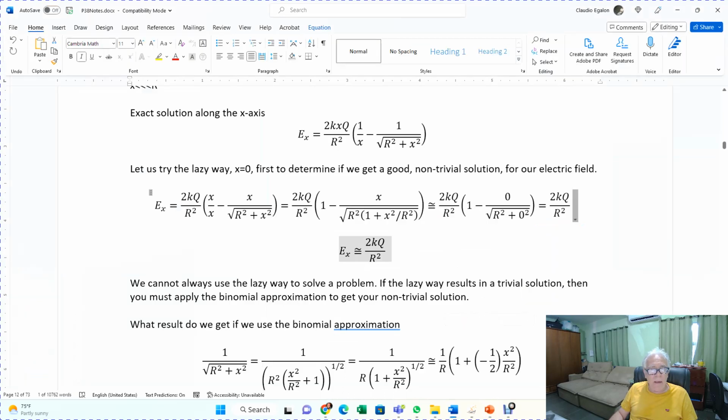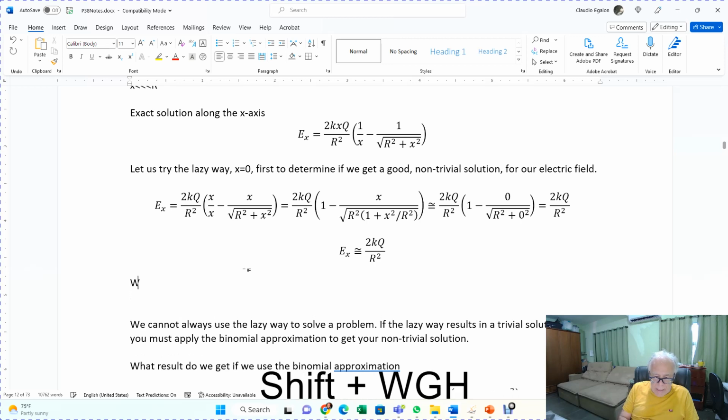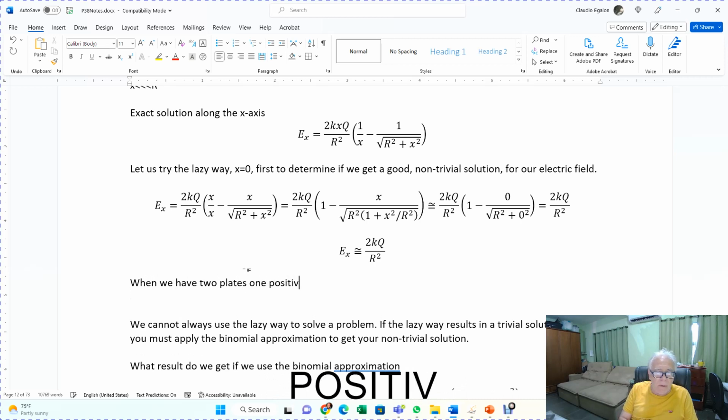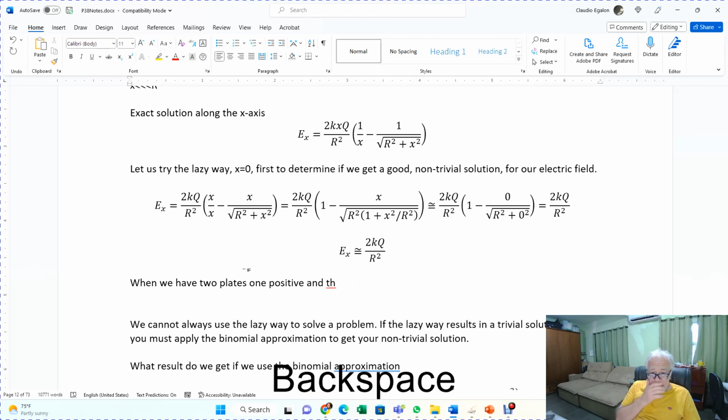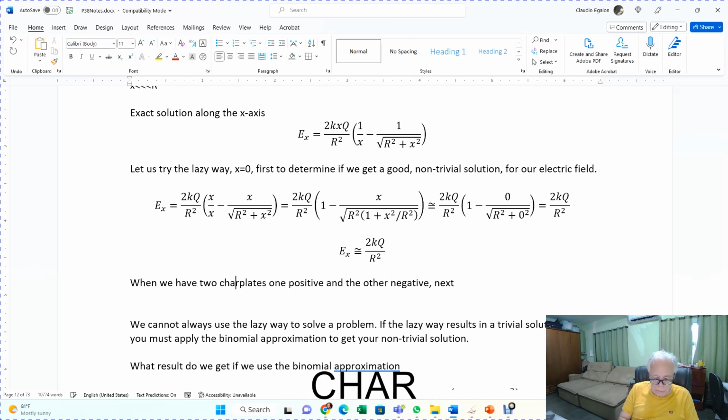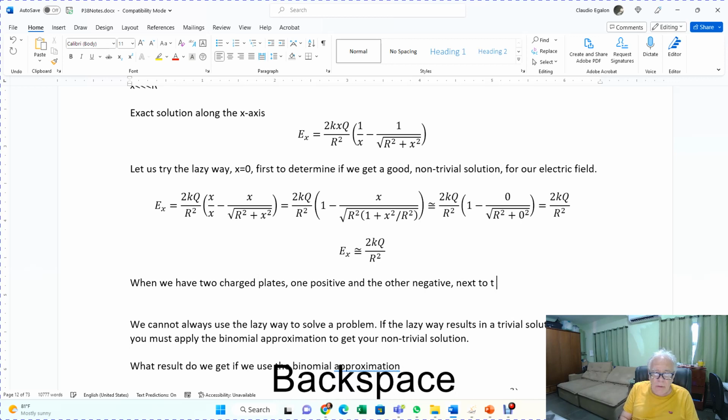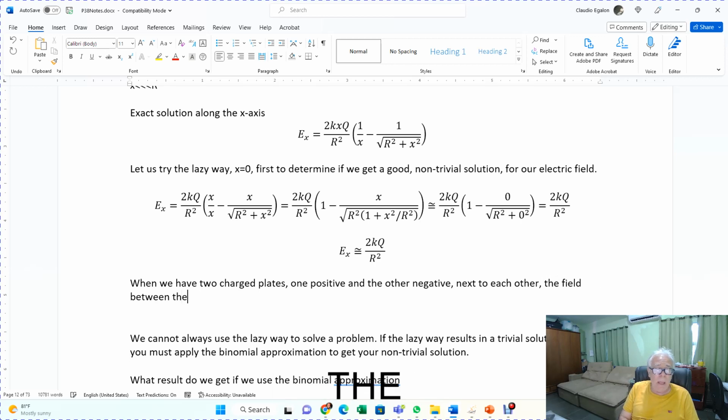So, going back here, when we have two charged plates, one positive and the other negative next to each other, the field between them becomes larger, twice as much.